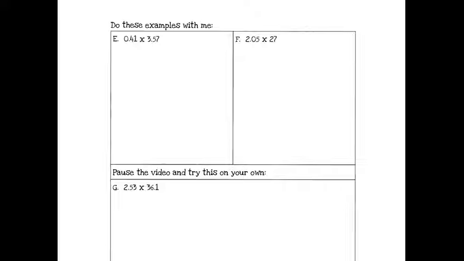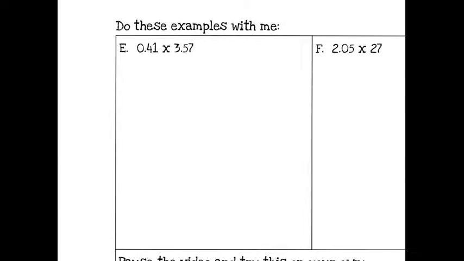Okay, we are on the back side of your notes now. We're going to do a couple more examples together. Let's check out example E. So now we have 4100ths times 3 and 5700ths. Okay, so we're going to multiply the numbers as if the decimal points weren't there. So that means that you always want to put the number that has the most digits on top. So I'm going to write 3 and 5700ths on top, and then we'll put 4100ths down below.